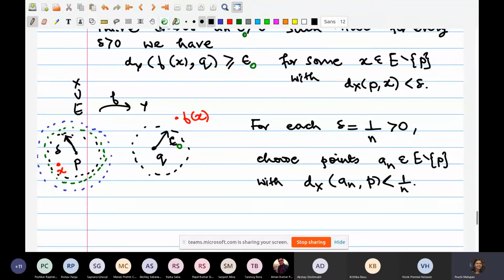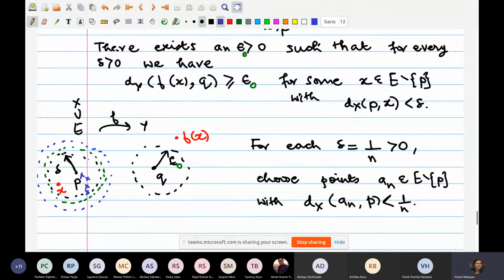So what are the ans here? What is achieved by doing this? The an is a sequence of points tending to P with the property that the ans lie inside the set E and each an is distinct from P by construction. Is that okay?